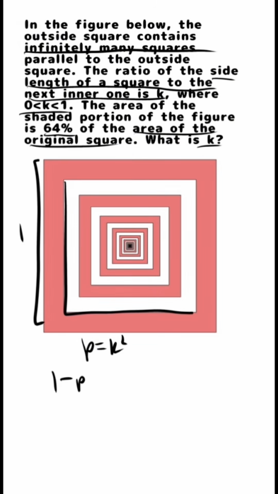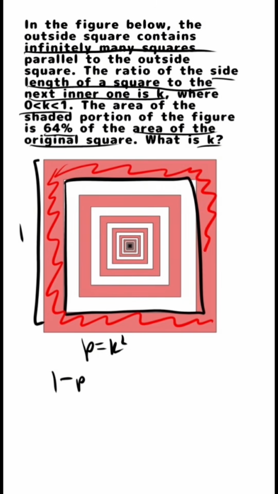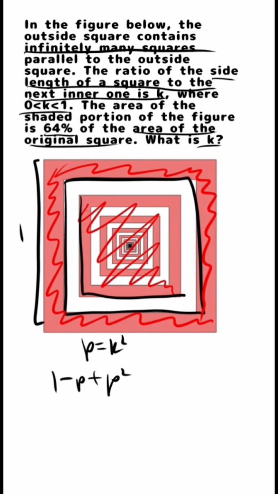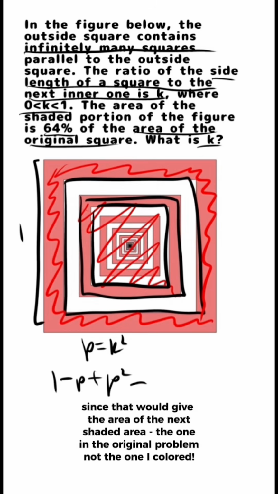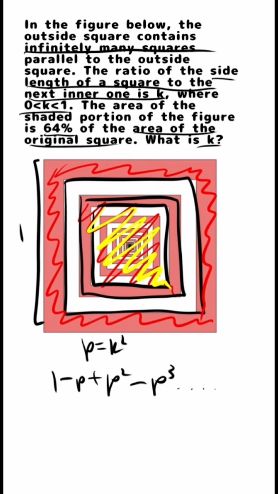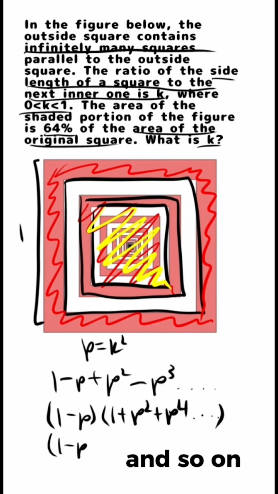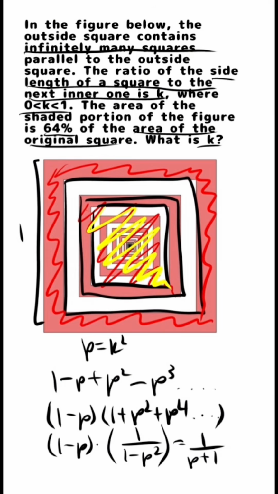The area of the figure would be 1 minus p, since I would give the red area that I just colored, plus p squared, which will give the next red area that I just colored, and then minus p cubed, and so on until infinity. This can then be factored into (1 minus p) times (1 plus p squared plus p to the power of 4, and so on), which by the sum of an infinite geometric sequence equals 1 over (1 minus p squared), which is 1 over (1 plus p).